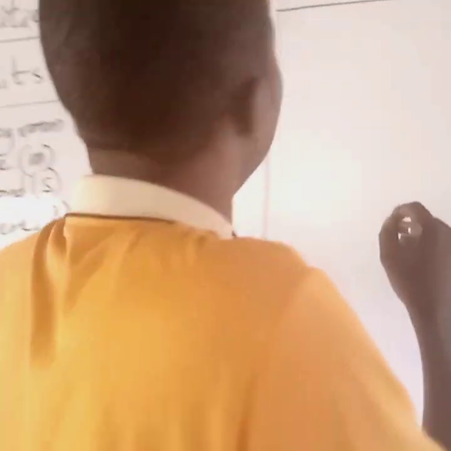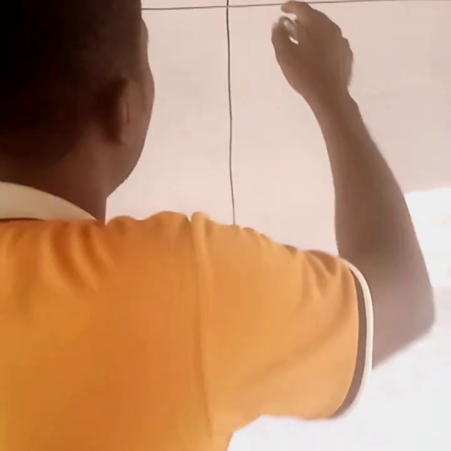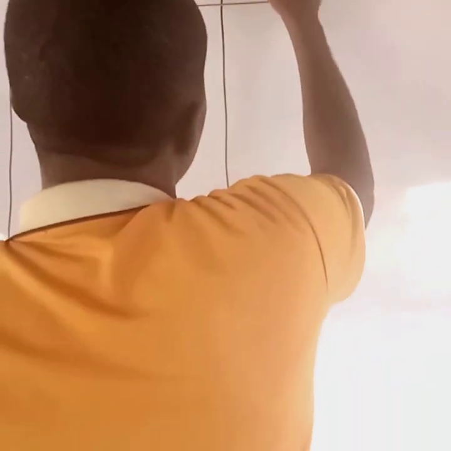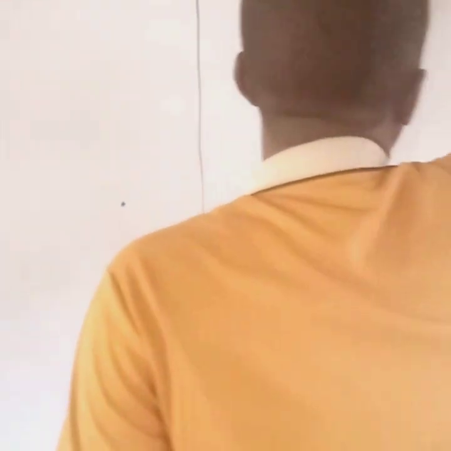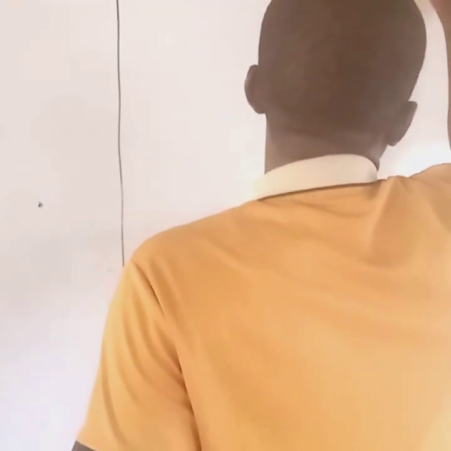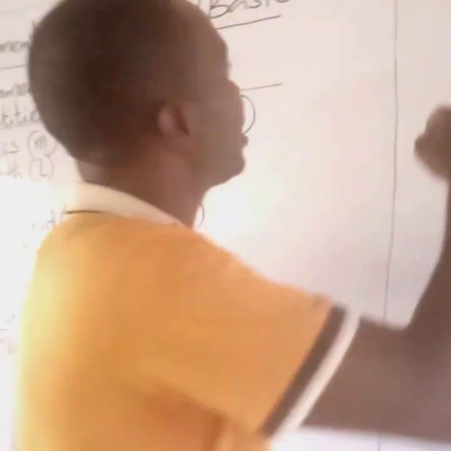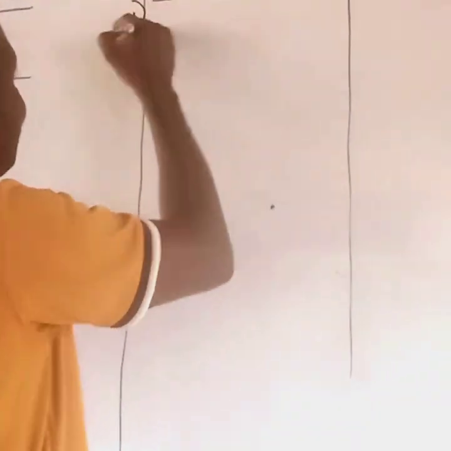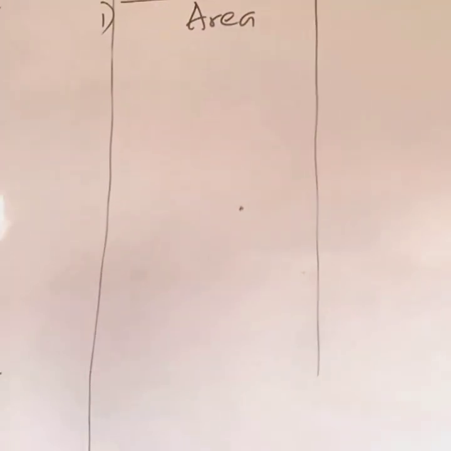So we are going to say derived quantities, and in front of it we are going to have what we call derivation, how they are derived from the fundamental quantities. We have derivation, and here we are going to have the units of these quantities. So the first one we are going to talk about, don't forget I said there are many, is the area.